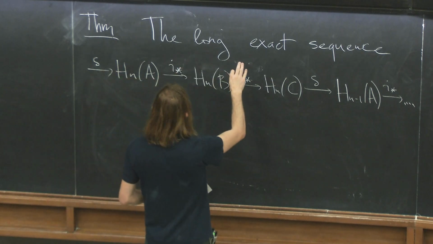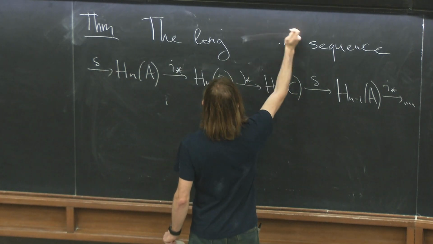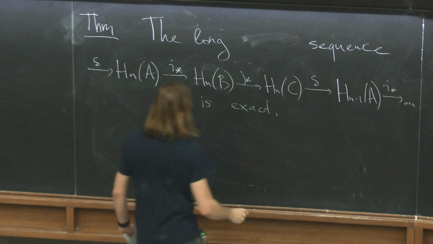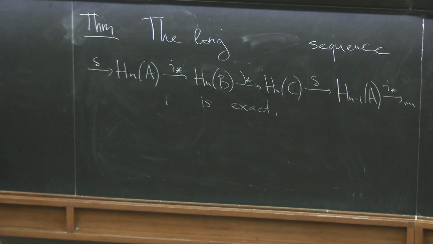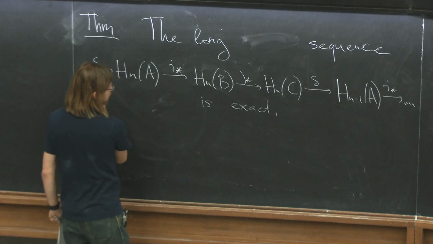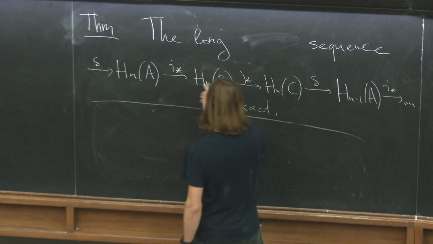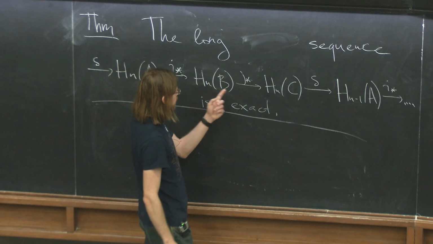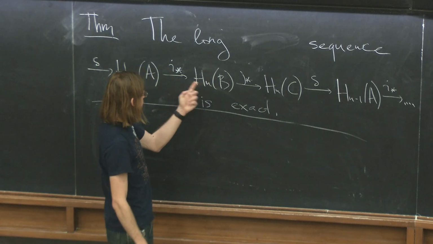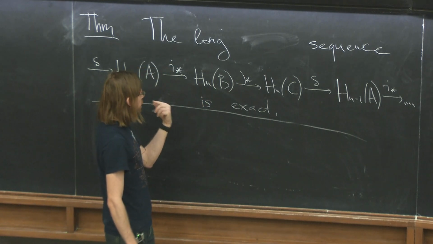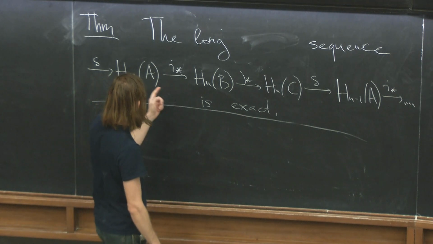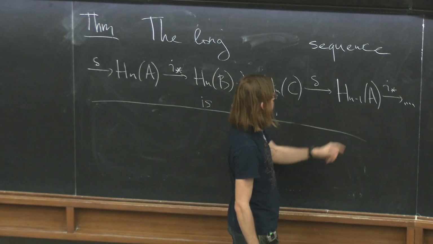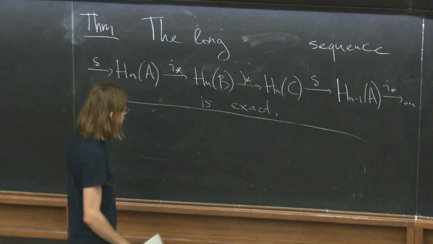Okay, sorry. Now, if I formulate it like this, this will be tautological. The long sequence like this is exact. This is what we want to show. We know all these maps, but we have to check that they satisfy the condition of exactness. We want to check that at each point here, the kernel of the next map is equal to the image of the previous one. We have to check exactness here, here, and here, or equivalently here. It doesn't matter. Three places.